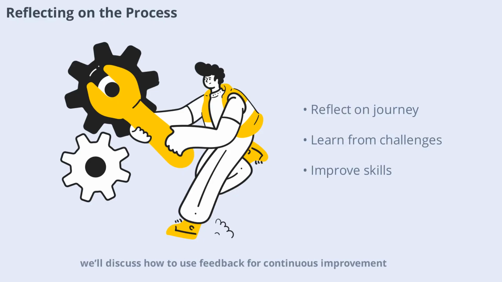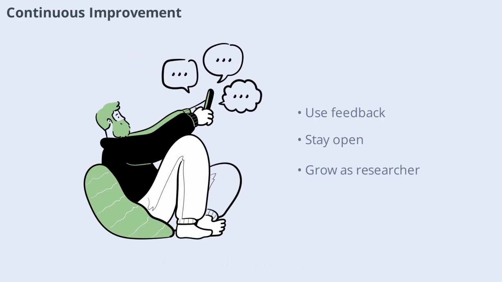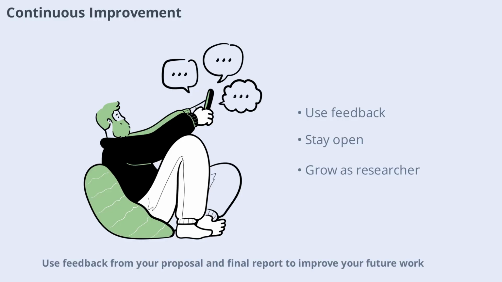In the next scene, we'll discuss how to use feedback for continuous improvement. Research is a learning process. Use feedback from your proposal and final report to improve your future work. Stay open to new ideas and methods. Continuous improvement helps you grow as a researcher and increases your chances of success in future projects.